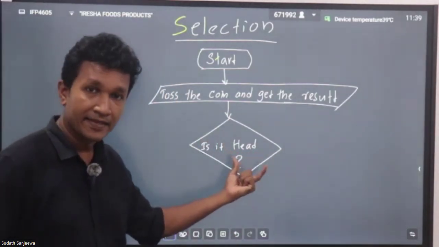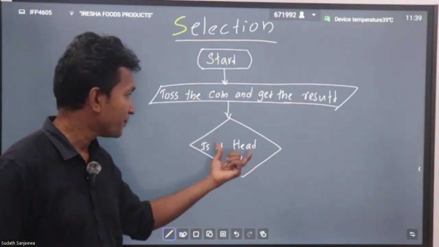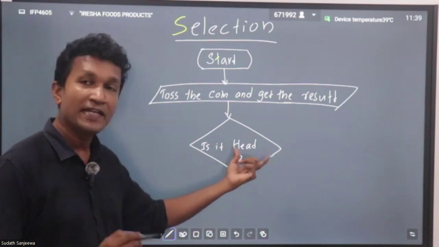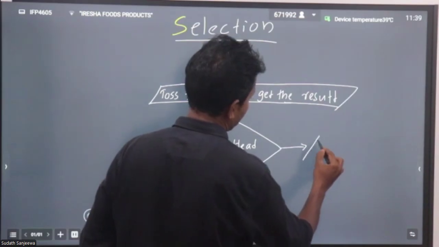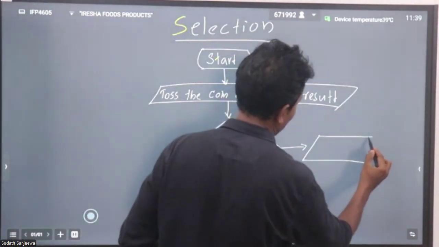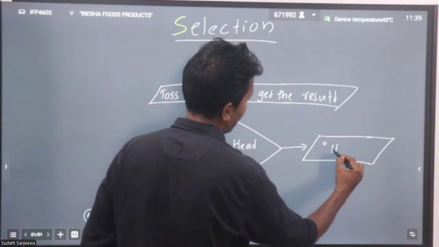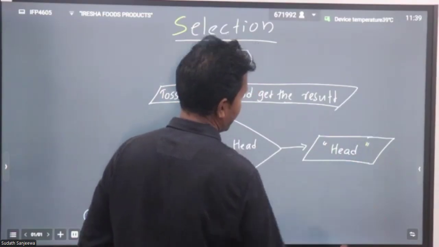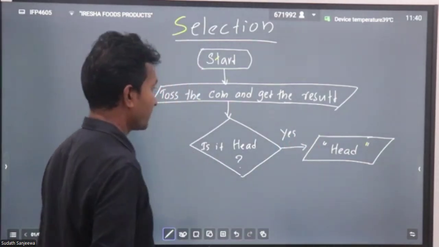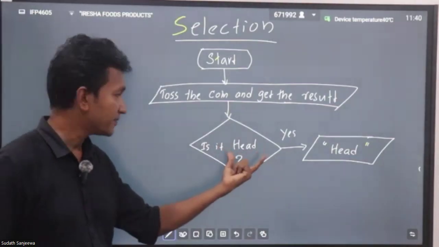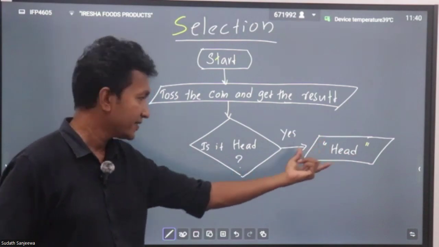I wrote, is it head? Or you can use, is it tail, as well. It's up to you. So when is it head? If it is yes, I can display the output. I will display it as head. Depending on your question, if is it head, yes, then display as head, right?